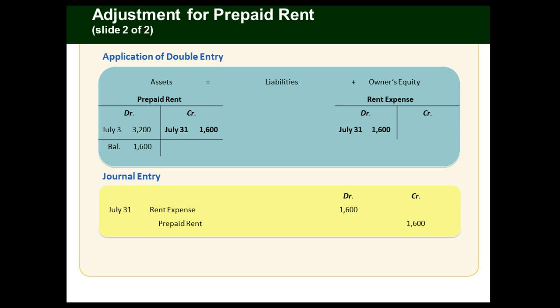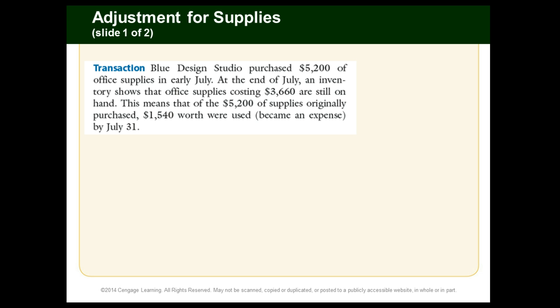So the journal entry we'll utilize to show that 1 month of rent has been used up is on July 31st, we'll debit rent expense for $1,600 and we'll credit prepaid rent for $1,600 because we don't have it anymore. We've used it up. So as you see here, the prepaid rent gets credited, it's getting reduced, and our rent expense is being debited. That's increasing.